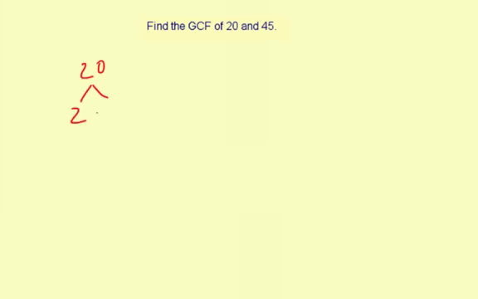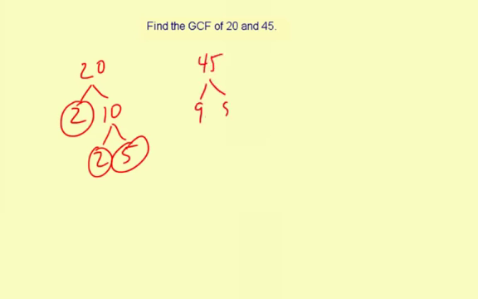I know it's 2 times 10, so we have a prime here, and 10 is 2 times 5. And then this 45, it's 9 times 5. 5 is prime, and this 9 is 3 times 3. So now those are the prime factors. We have 2, 2, 5 for 20, and then 3, 3, 5 for 45.